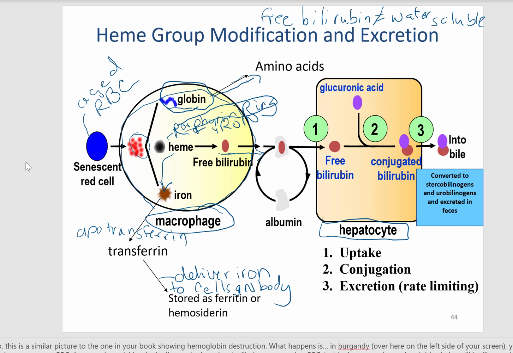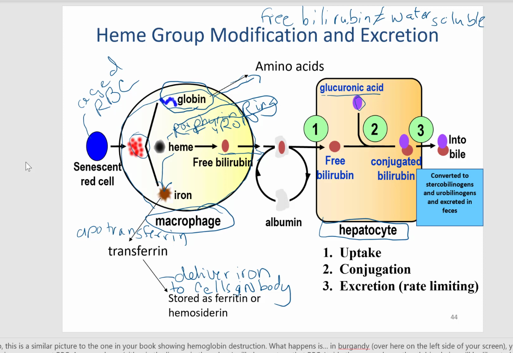Within the liver, within the hepatocyte cell, glucuronic acid, shown here as this purple circle, is then bound to the free bilirubin. The two are bound together. We say they are conjugated. And when the two are bound together, we say we have created conjugated bilirubin. The hepatocyte can then release the conjugated bilirubin as a byproduct into the bile secretions.